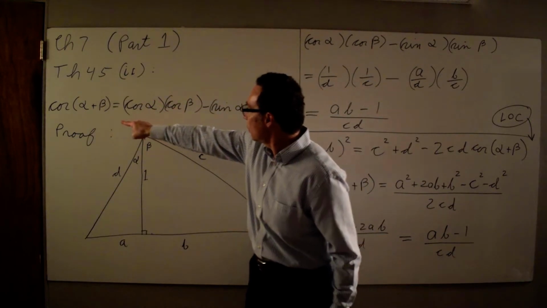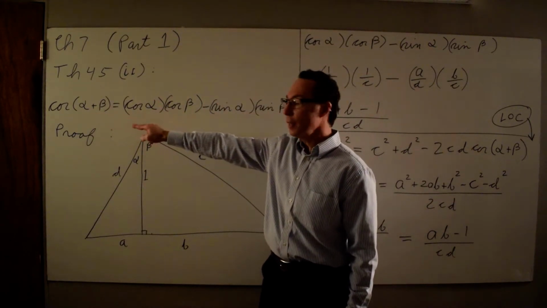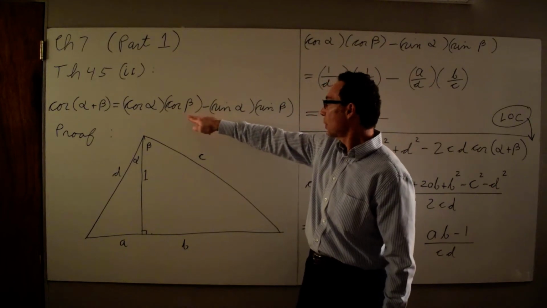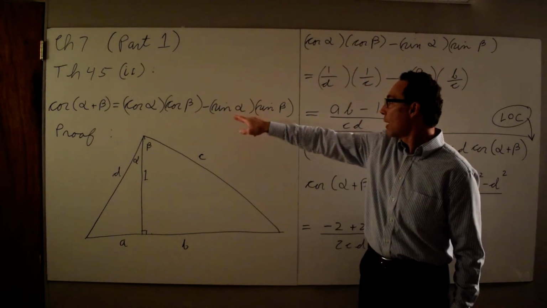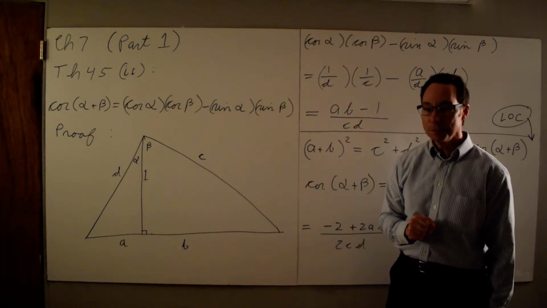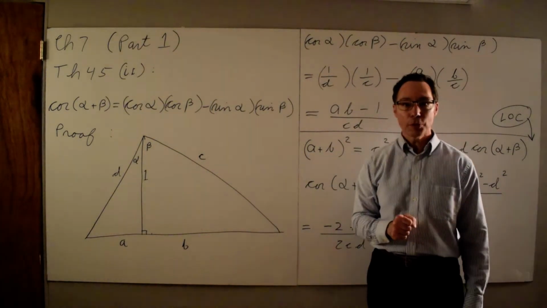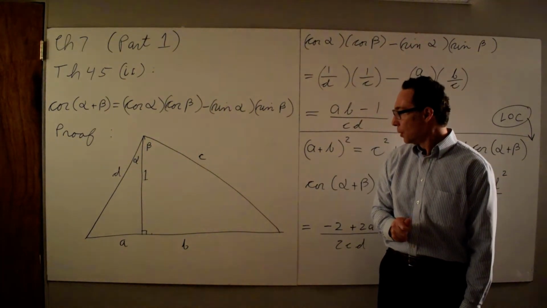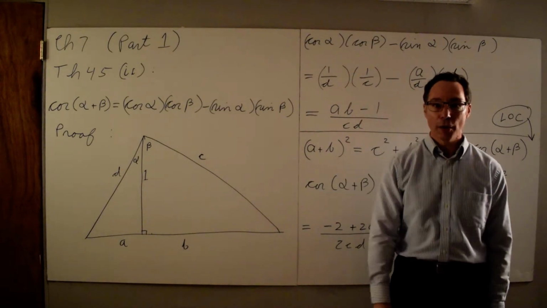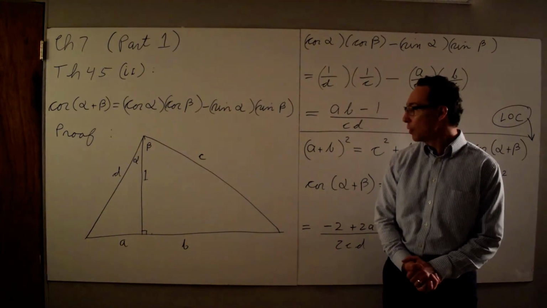Part 2 is that cosine of alpha plus beta is cosine alpha times cosine of beta minus sine of alpha times sine of beta. And I'm going to do this basically as a proof by picture. So I'm going to start by drawing this triangle. Let me explain the parts of the triangle.